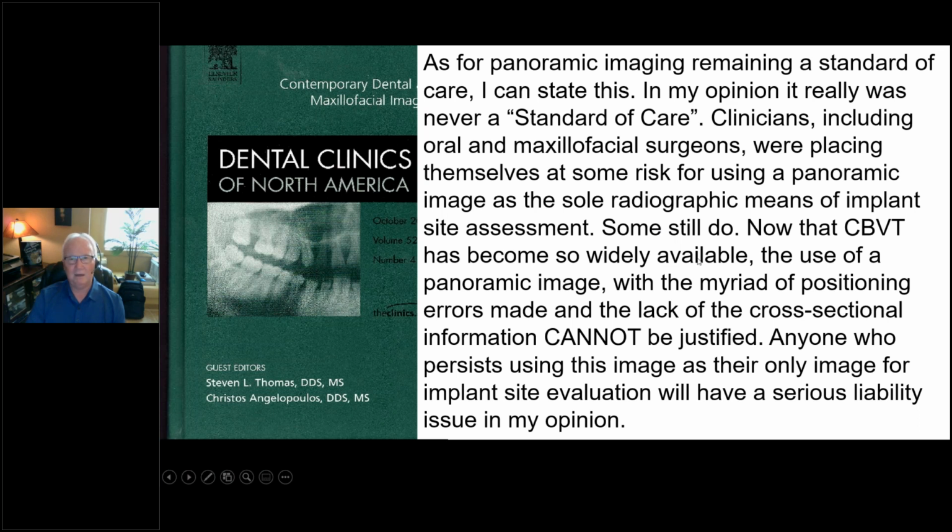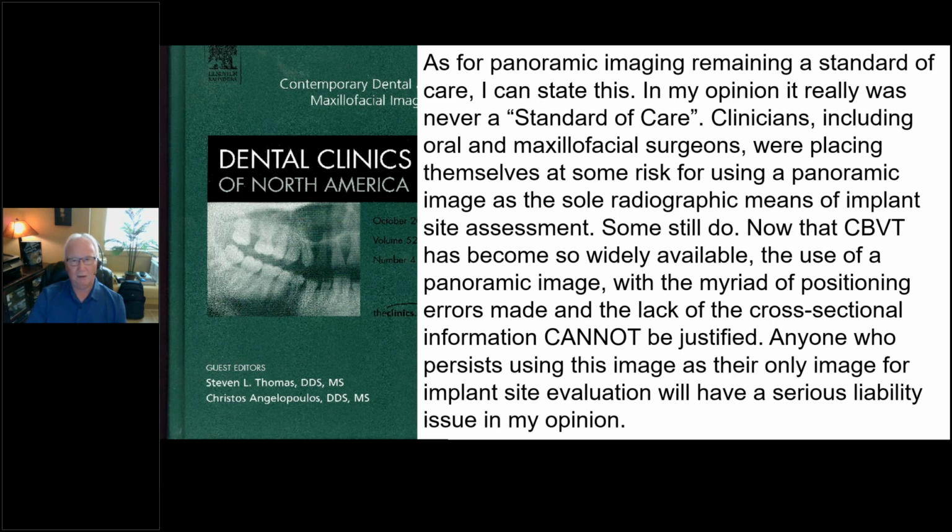I said, in my opinion, it never really was a standard of care. I think everybody was placing themselves at risk because of panoramic errors, because of the distortion that is inherent in the machine. And when you make another error, you increase that distortion. So unless you're doing cross-sectional imaging of some description, I don't think you could do it. And cone beam had only been around at that point in time in earnest since about maybe 2005. It came in 2000, but by 2005, people were doing it.